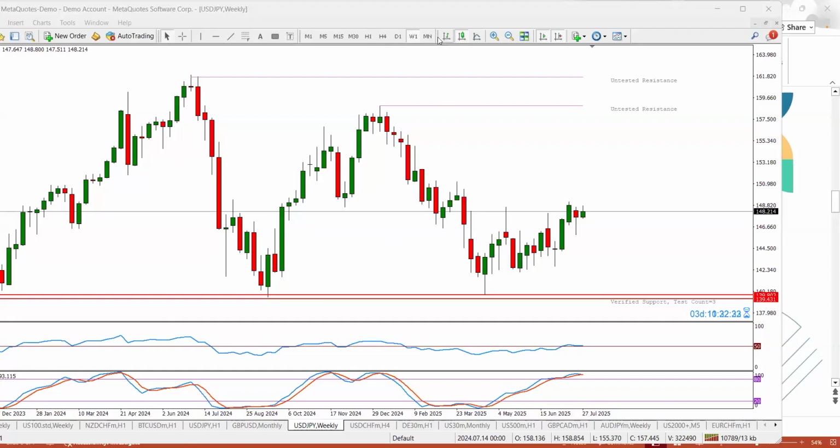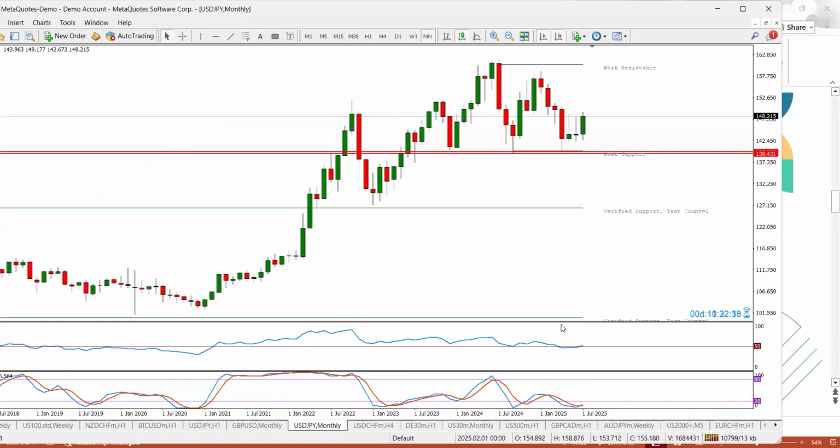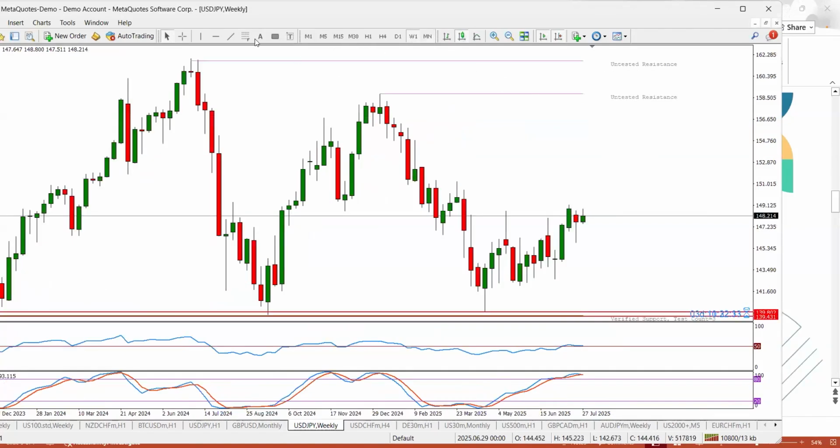As we go on. Now I'm going back to the monthly. See how it looks like here. If I go to weekly, look at how it looks like. On weekly, look at this line here.